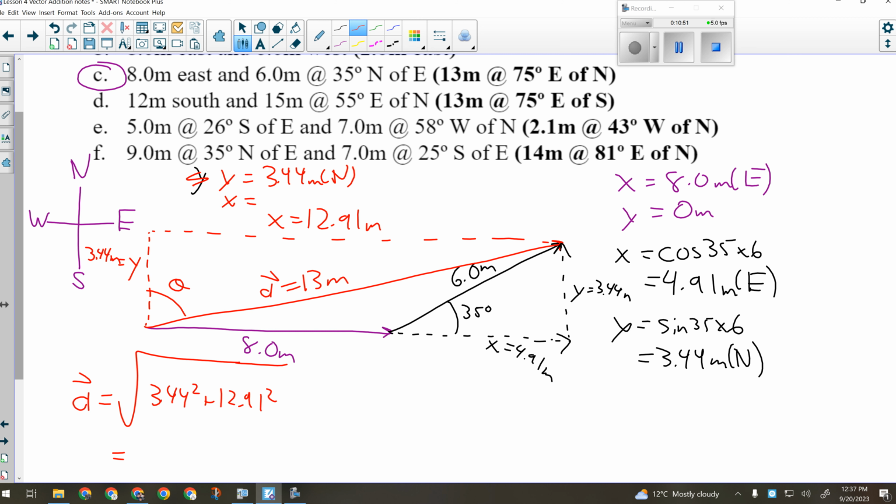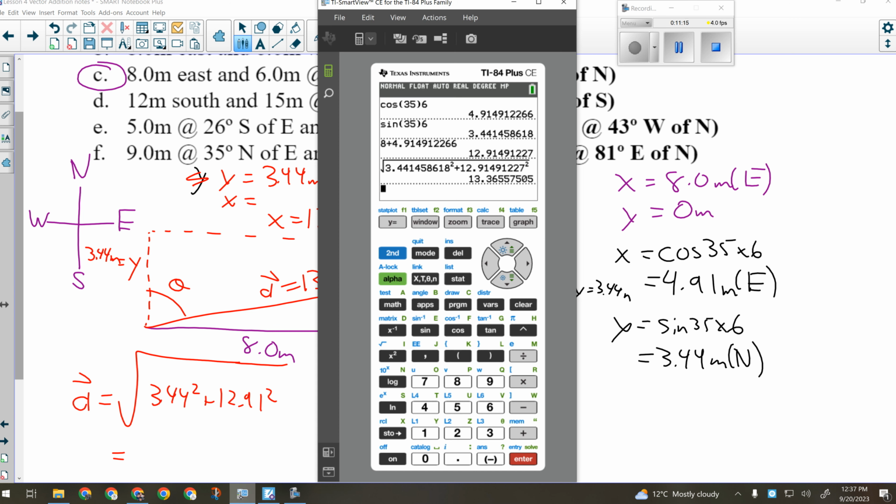Now, depending on how you drew this, you may have drawn your triangle this way, okay, and if you did, that's fine. You're going to get the complementary angle to what I get, okay, but for me, the triangle is drawn this way. X is opposite, Y is adjacent, okay, so theta will be tan to the minus 1 of 12.91 over 3.44. Okay, so I get 75 degrees.